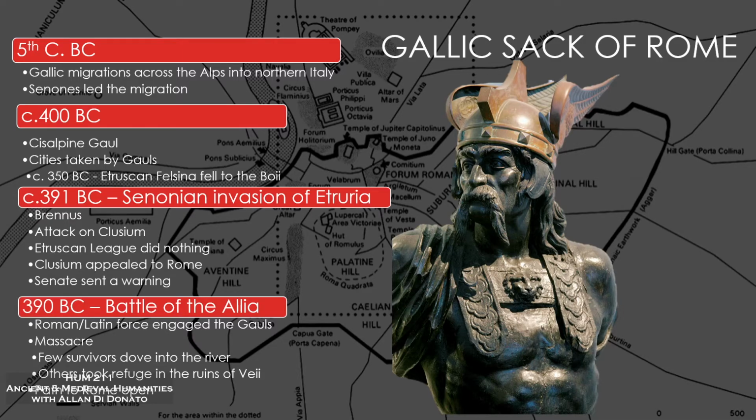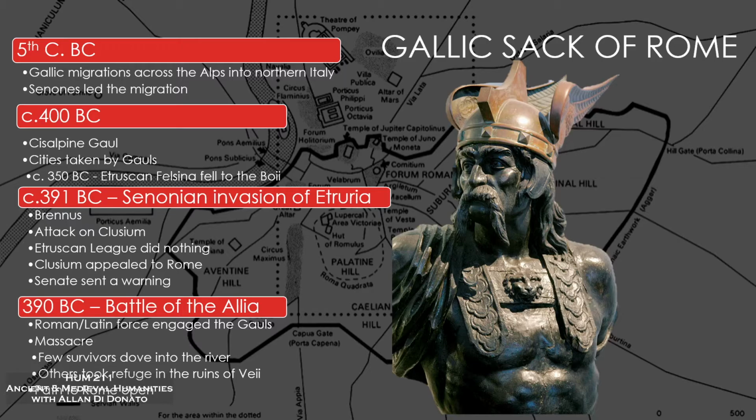And the battle takes place in 390, according to some accounts, at the Battle of Allia, which is a little river. And the Roman-Latin combined force, which engages the Gauls, is massacred. These Gauls are bigger. These Gauls are scary. These Gauls are going to be one of the arch enemies of the early Romans, and they rout the Roman army into the river. And very few survive.